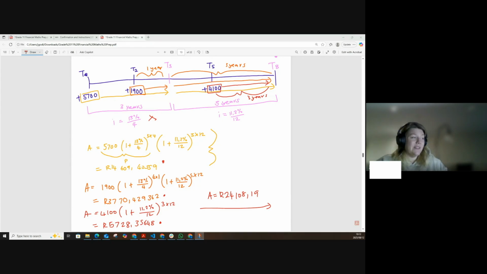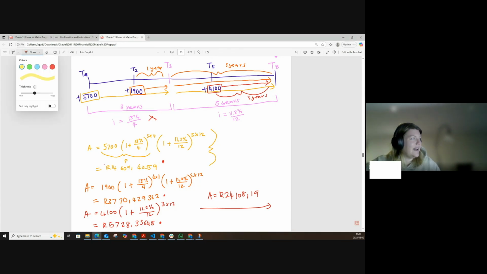Okay, so we got that final amount by taking, I actually think that the highlighter might be our friend. Let's give it a try. We take, oh, it would help if I actually went onto the highlighter. We take this amount and this amount and this amount, and we add them all together, and that's what gives us our final amount. So all we're doing is we're adding.